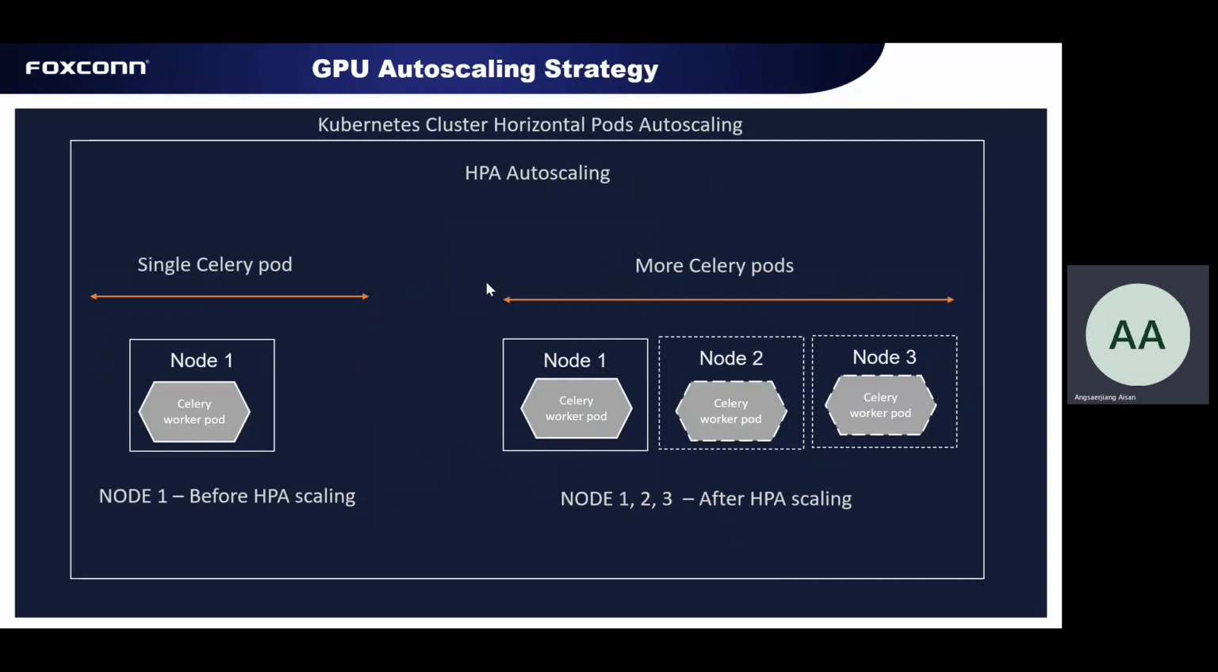So basically, this process is more like horizontal pod autoscaling. When more pods are required, it will create more SATI workers. In this slide, we have node one before HPA scaling. As soon as cluster horizontal pod autoscaling is enabled and more traffic is coming, it will create more SATI worker pods based on the HPA setup. So this is kind of hand in hand.